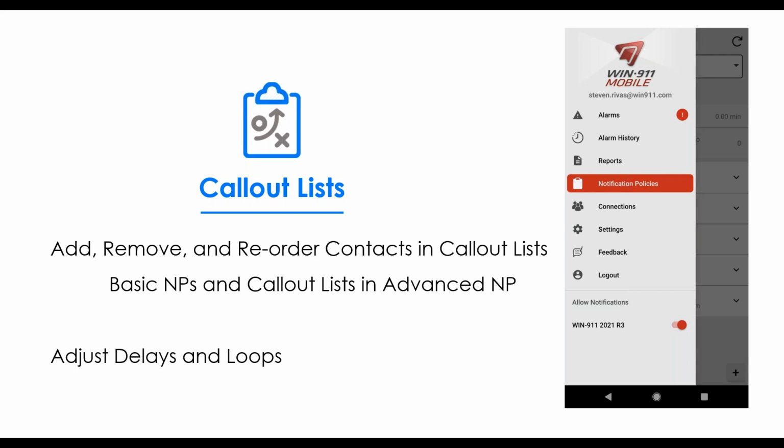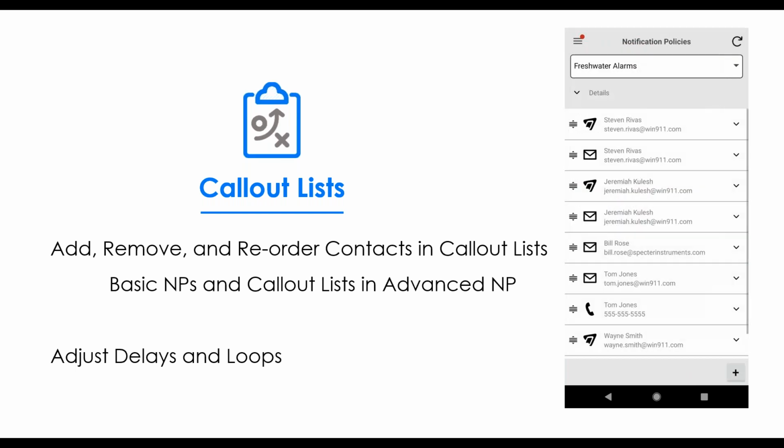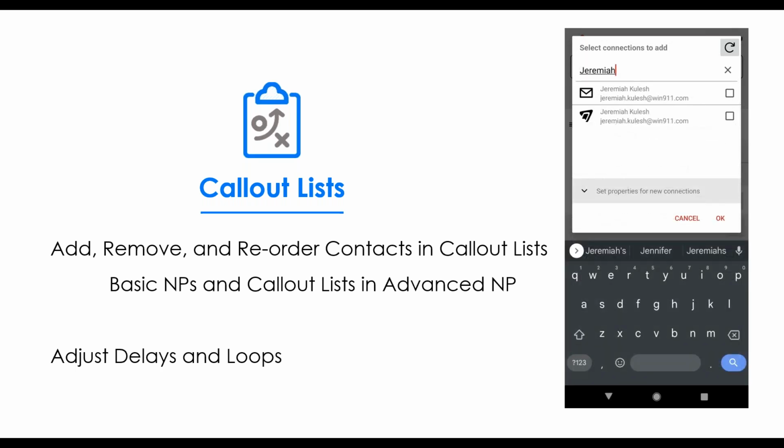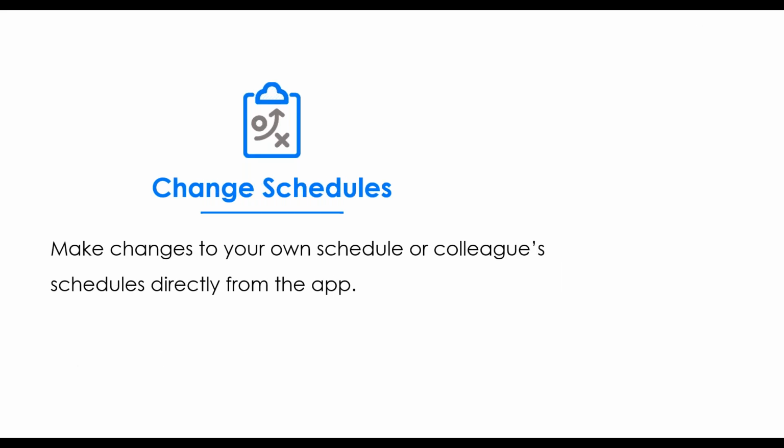So if you want to change your call out order, you can go into the mobile app, choose your notification policy that you want to edit, and then you'll see everybody that's going to be notified for that particular call out list, and you can rearrange it, you can remove people, you can edit some delays and loops and that kind of stuff. So here I'm going to select somebody. If I search for and find Jeremiah, who's a product support manager, add him in, and he will be added into that list.